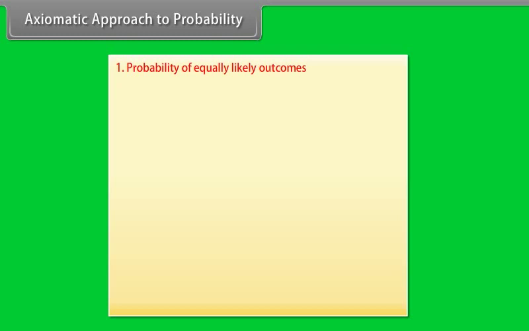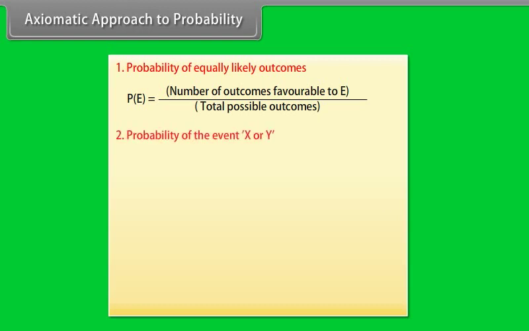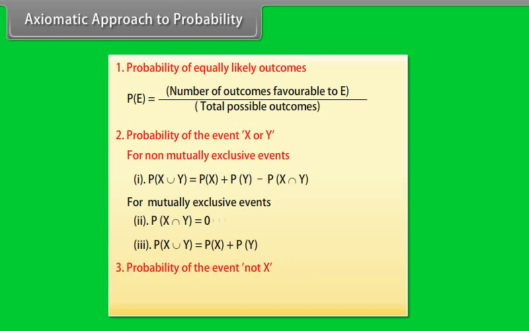Probability of equally likely outcomes: P(E) = number of outcomes favorable to E by total possible outcomes. Probability of the event X or Y. For non-mutually exclusive events, P(X union Y) = P(X) + P(Y) minus P(X intersection Y). For mutually exclusive events, P(X intersection Y) = 0, so P(X union Y) = P(X) + P(Y). Probability of the event not X: P(X dash) = P(not X) = 1 minus P(X).